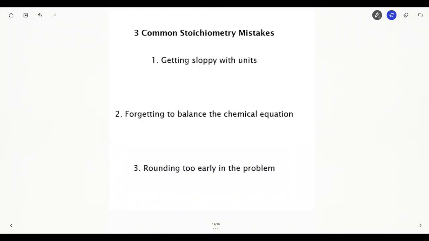In this video, I'm going to go over the 3 most common mistakes I see when I'm grading student papers on stoichiometry. The first and by far the most common mistake I see when students do stoichiometry is they get sloppy with units. When you do stoichiometry, you have so many numbers flying around. You cannot just write a number down without units. Always, always write your units down with all of your numbers.